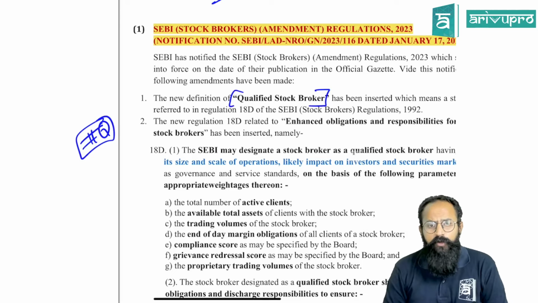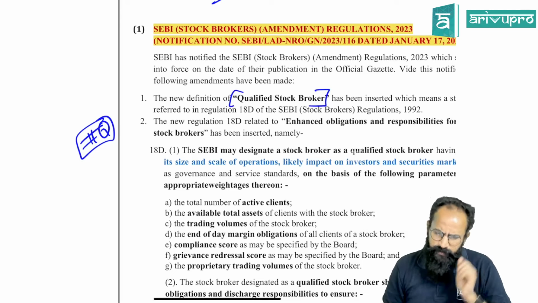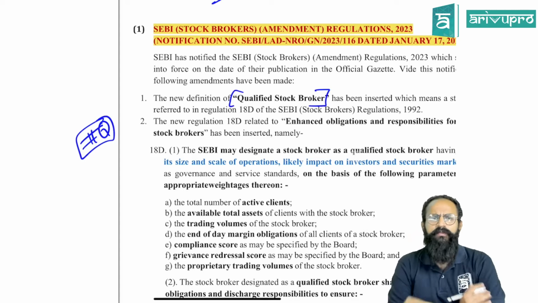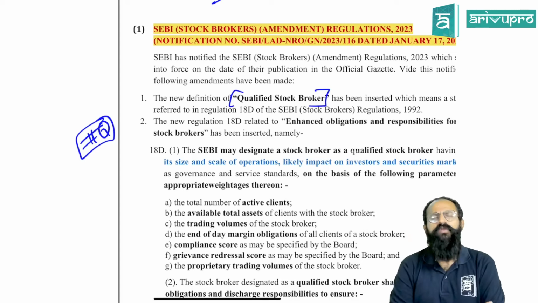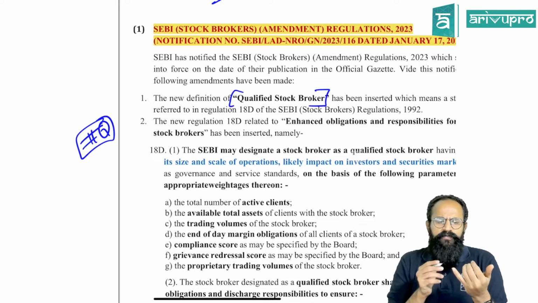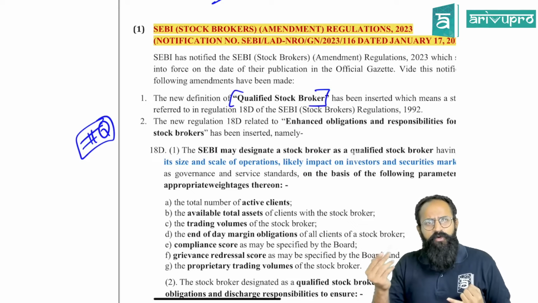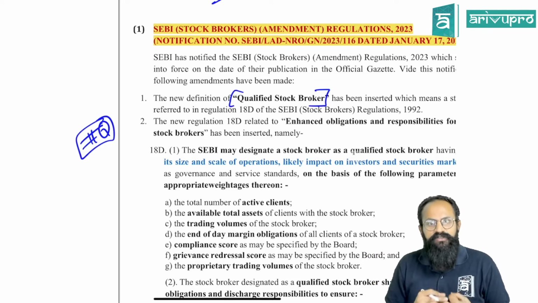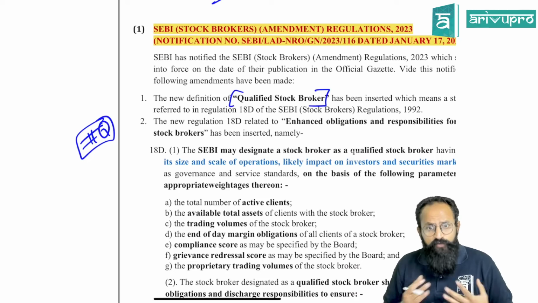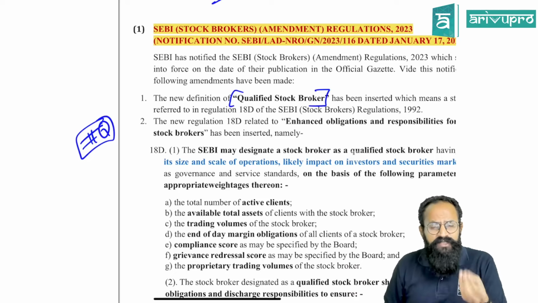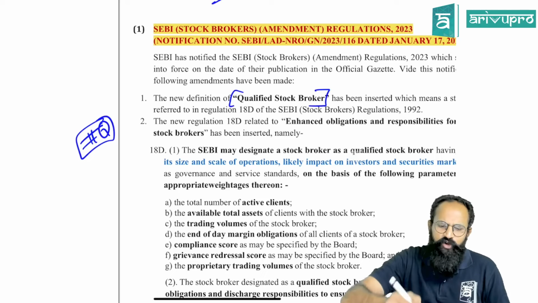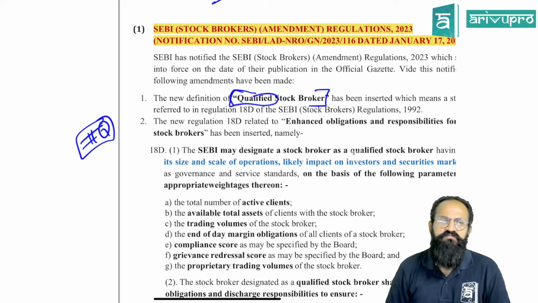Now, what do you mean by a qualified stockbroker? Simple. He's a stockbroker only. He's no different from any other person. Then what is the difference? The number of clients with him is very high. The volume of trade he does is more. The amount of transactions he does is more. Because of all of this, he cannot be just called a stockbroker. We need to give him a crown. The crown is called qualified stockbroker.